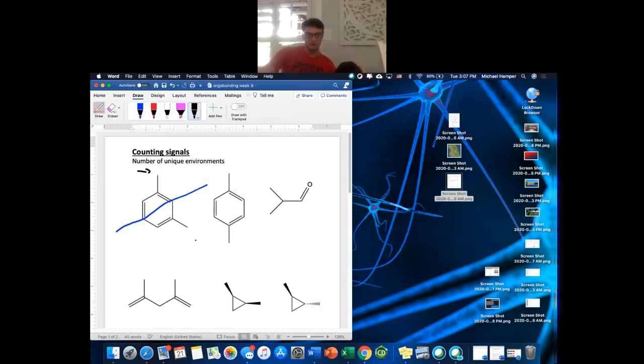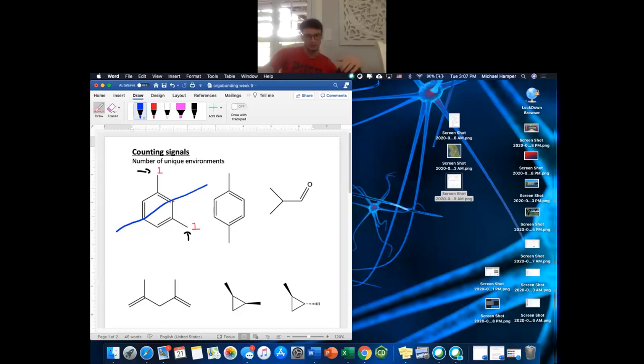these hydrogens on this methyl and these hydrogens on this methyl are in the same environment because of this symmetry. These hydrogens will appear as the same signal in the spectrum. So I'd just like to label them as 1 and 1.